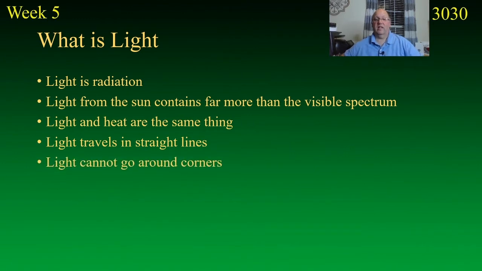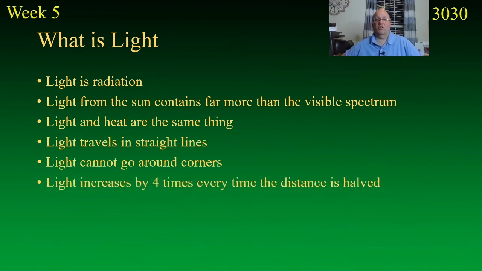Okay, light cannot go around corners. Again, light goes in straight lines, and so if there's a wall between you and the light, you're not going to see the light unless it's reflected off something else. The light isn't going to go around that wall and come and find you. Now, sound will, but light can't.